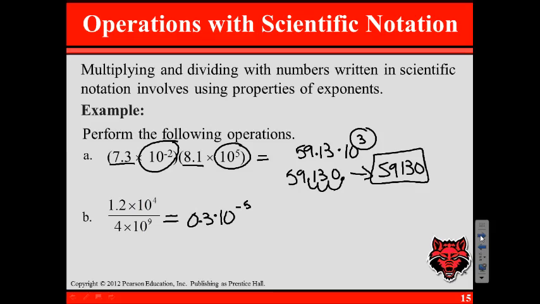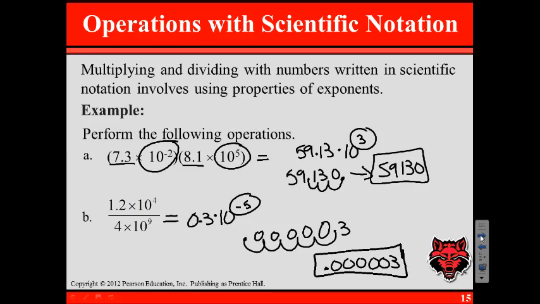If we want to rewrite this in standard notation, we first look at the exponent. Because it's negative 5, we move our decimal 5 times to the left. So we rewrite 0.3 and allow ourselves enough room to do that. Now we move the decimal 5 times to the left. 1, 2, 3, 4, 5. We fill in all of our gaps with zeros. And so the answer in standard form, we have 5 zeros and a 3 all behind the decimal.